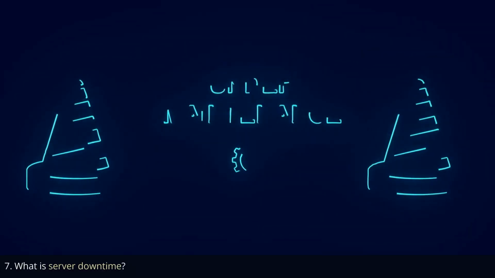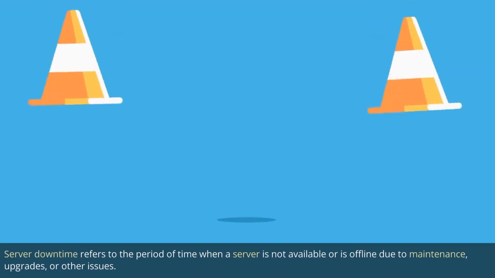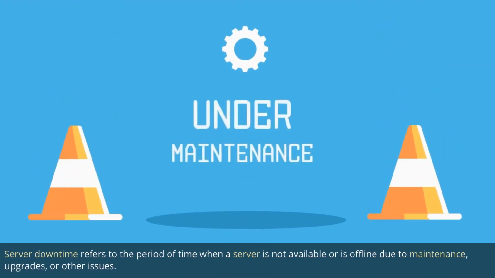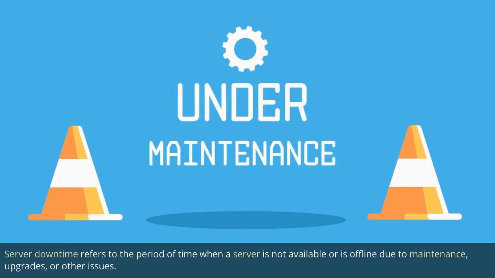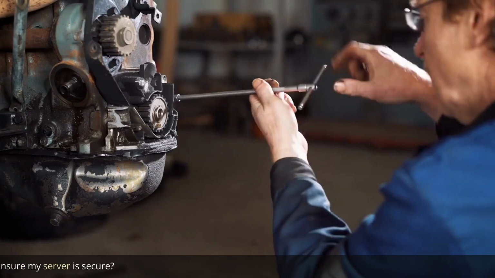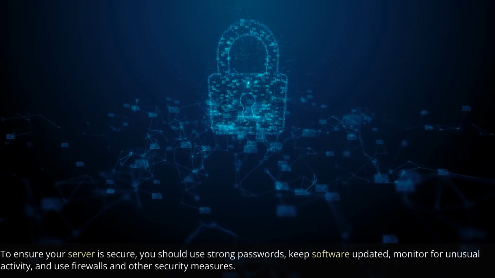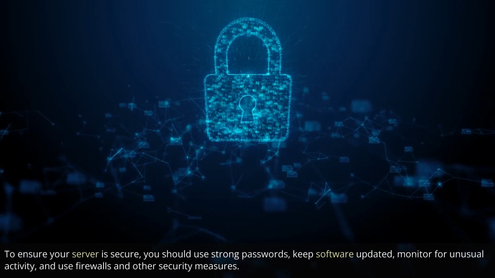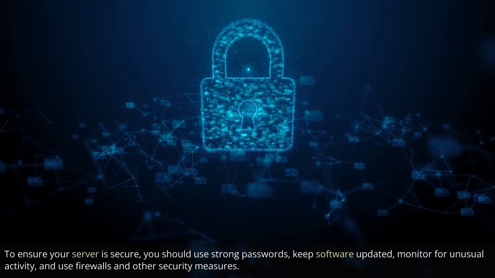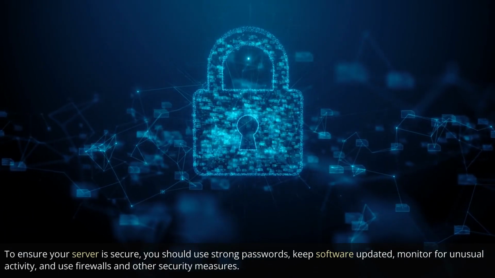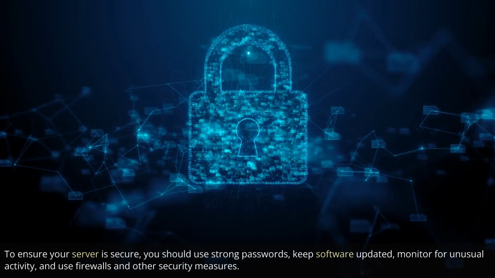7. What is server downtime? Server downtime refers to the period of time when a server is not available or is offline due to maintenance, upgrades, or other issues. 8. How do I ensure my server is secure? To ensure your server is secure, you should use strong passwords, keep software updated, monitor for unusual activity, and use firewalls and other security measures.